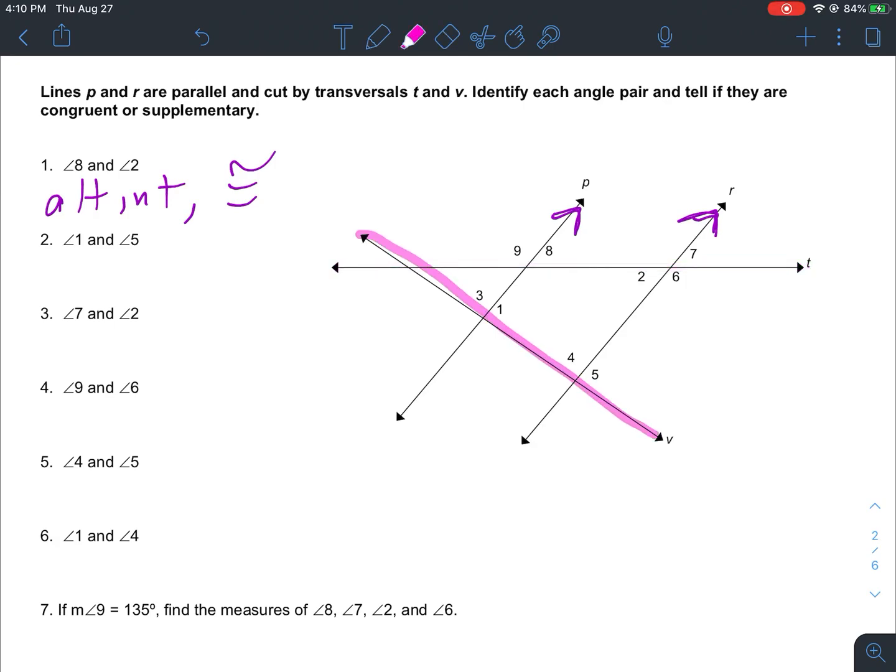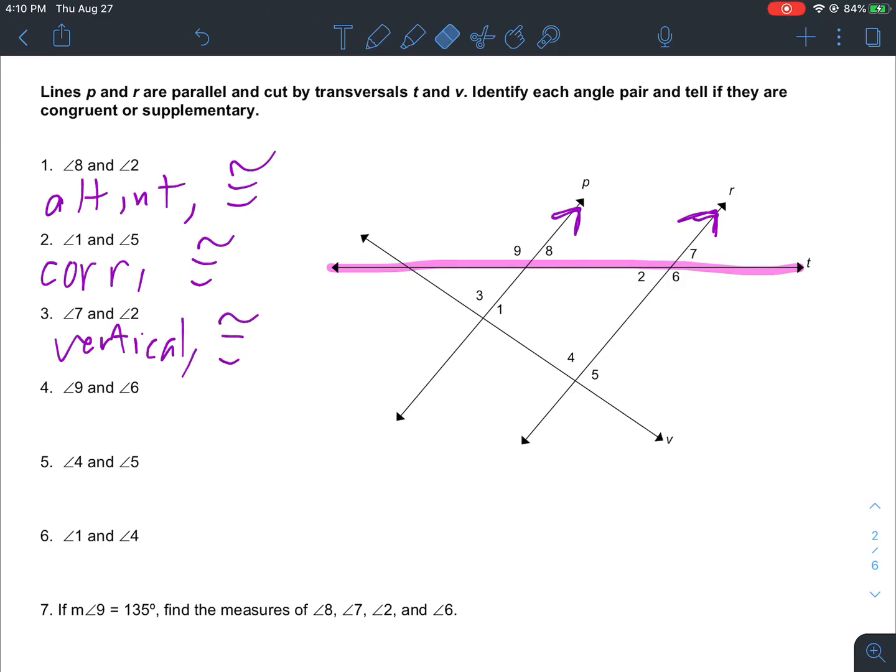1 and 5. 1 and 5 are corresponding. And we know corresponding are congruent. 7 and 2. 7 and 2 are vertical. We know from last chapter that vertical are congruent. 9 and 6. 9 and 6 are alternate exterior. Alternate exterior are congruent.